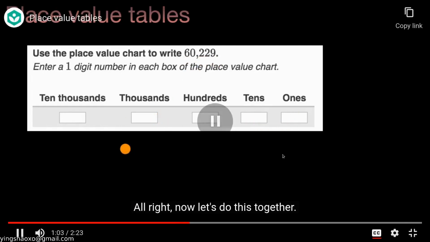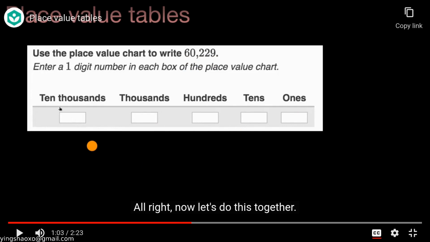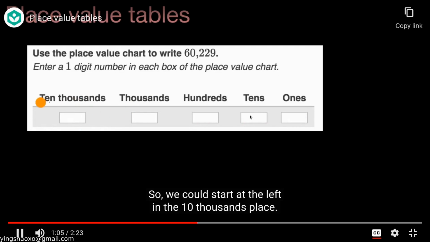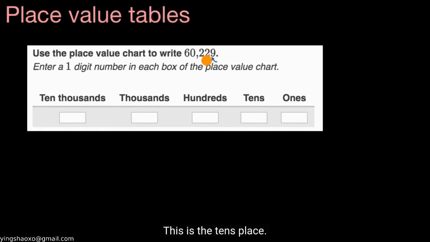All right, now let's do this together. How many 10,000s? Let's say it's probably 6. How many thousands? Probably 0. And how many hundreds? Maybe 2. How many tens? 2. How many ones? 9. So we could start at the left in the 10,000s place. Let me do that a little bit neater. So this is ones, tens, hundreds, thousands, 10,000s.